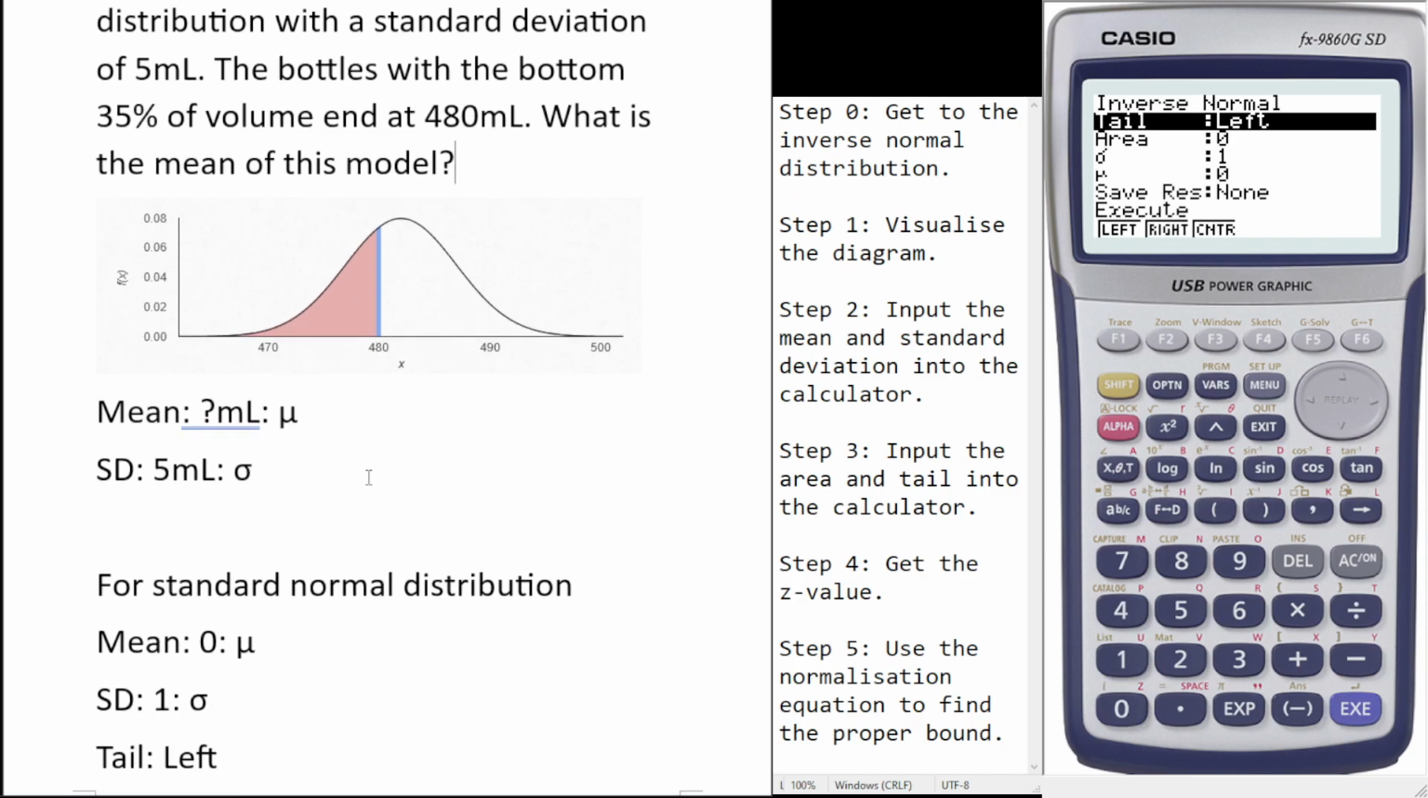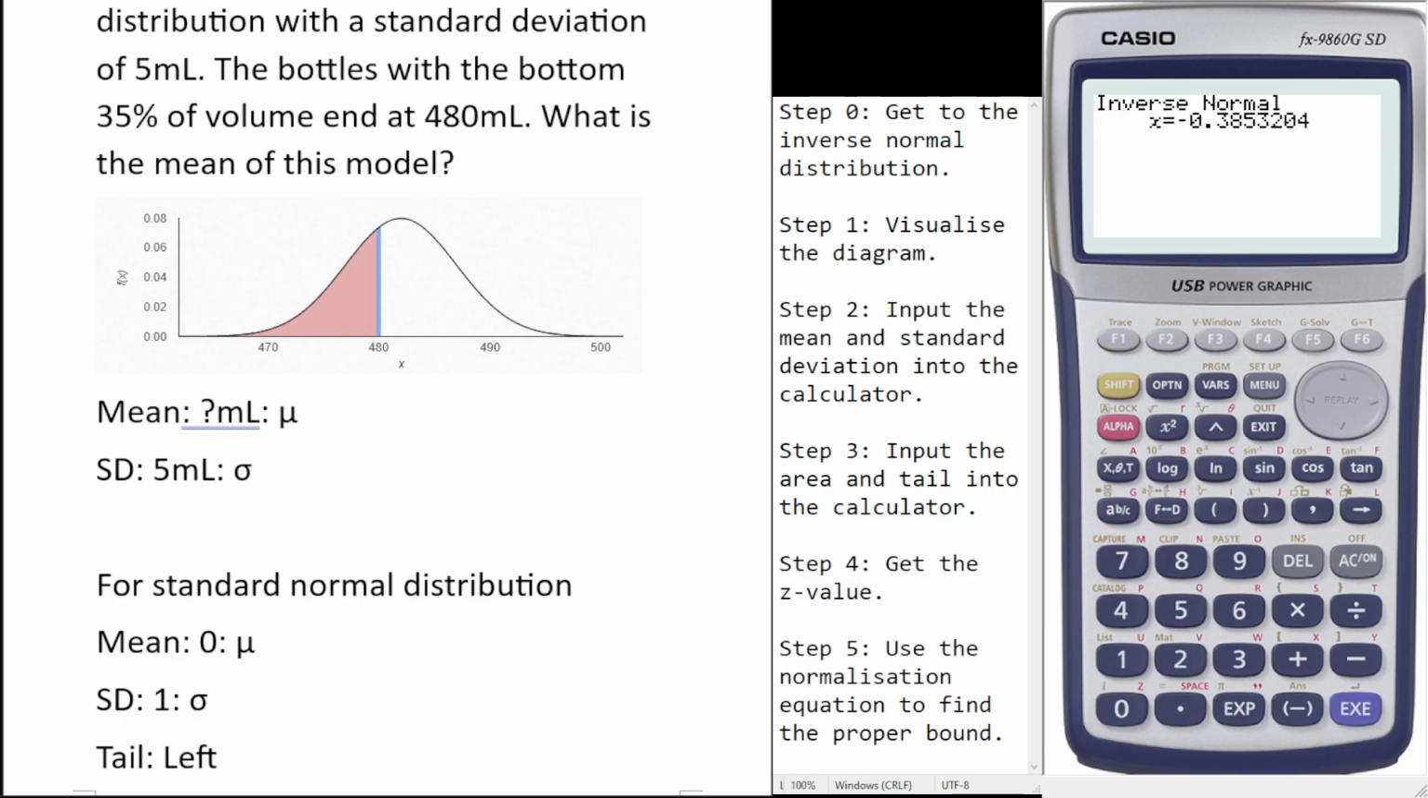For a standard normal distribution, we know that the mean must be 0 and the standard deviation must be 1. Thankfully, when you open this, it's already set to that a lot of the time, unless you've been using it before, in which case you need to go back and change it. We know since it's the bottom 35%, it ends at 480 ml, so we know the tail must be to the left and the area underneath must be 0.35. So we click the area 0.35, and now we click execute.